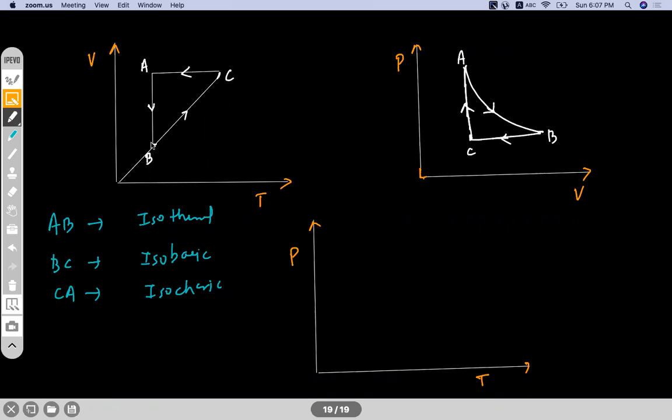See, AB will have volume decreases. Here the volume is increasing, A to B. Once again, C to A will have constant volume. Constant pressure we have B to C. If it is up, then A should be down. Acha. If you take this as C, this is A, this is B.